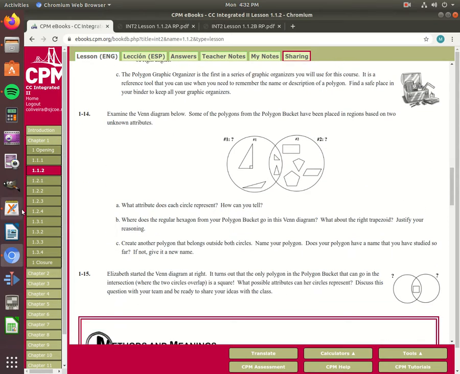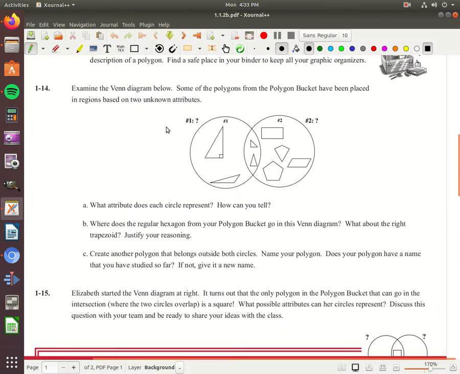Now, I'm going to go ahead and set up problems 14 and 15 real quickly. It says examine the Venn diagram below, and some of the polygons in the bucket have already been placed. So what attributes does each circle represent? Well, if I just look at circle 1, it certainly seems to be a triangle, right? That seems to be what that first condition is. The second condition, not as obvious, but it looks like we have to have at least 2 sides that are congruent, right? At least 2 sides.